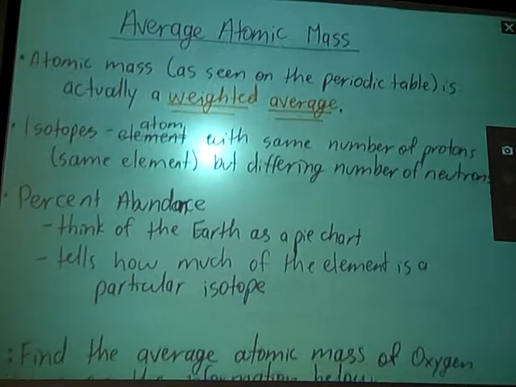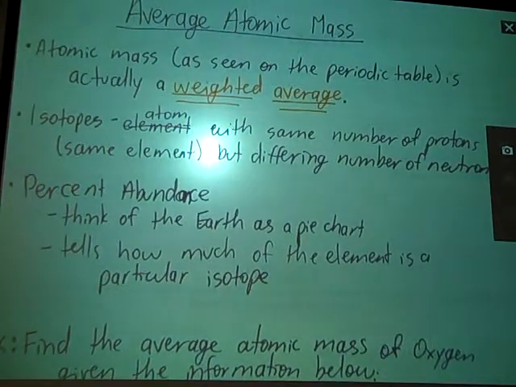Whenever we're talking about atomic masses, we usually also mention this thing called percent abundance. So if you think of the Earth as one big pie chart, the percent abundance tells us how much of that element on planet Earth is a particular isotope. So you could have 15% carbon 12 and 0.001% carbon 14, or whatever the actual percentages are. And it's those percent abundances that allow us to create this weighted average when we're trying to determine the mass that would appear on a periodic table.